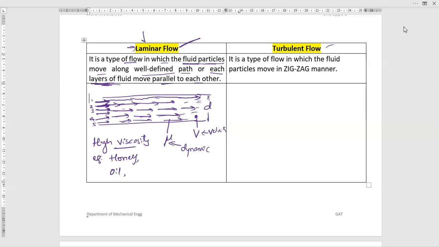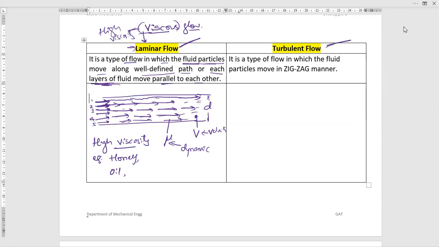That is the reason laminar flow is also called viscous flow. Viscous flow is the same as laminar flow. We use the word viscous because it occurs for high viscosity fluids. Laminar flow is visualized only for high viscosity fluids.